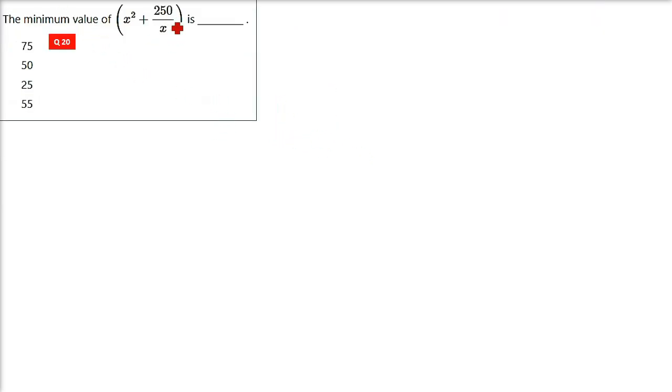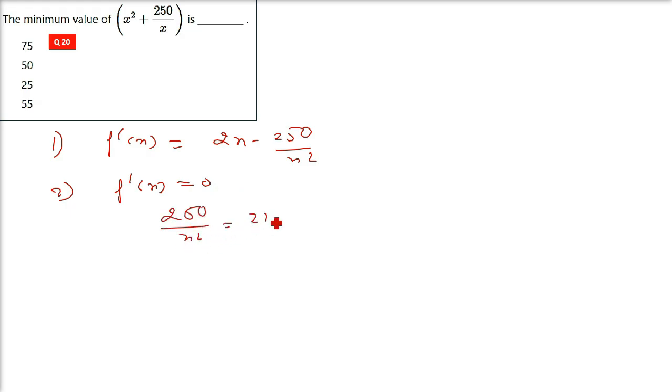The minimum value of x square plus 250 by x is. Now this question is quite straightforward, and if it has any trick then it will be explained to you. But right now just differentiate this. When you differentiate, it will be 2x minus 250 by x square. Second thing is f dash x equals 0, you have to equate it to 0. So you have 250 by x square equals 2x. You can cancel to get x cube equals 125. So 5 into 5 into 5 is 125, so x equals 5.